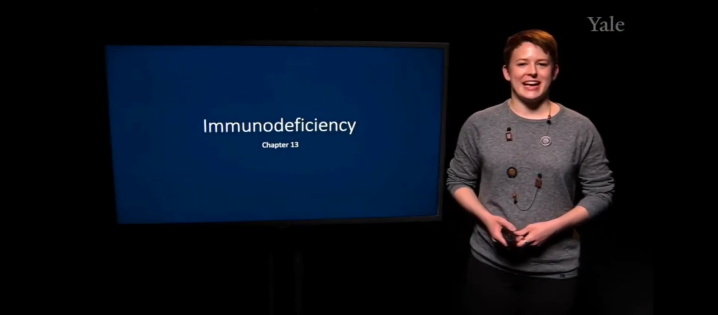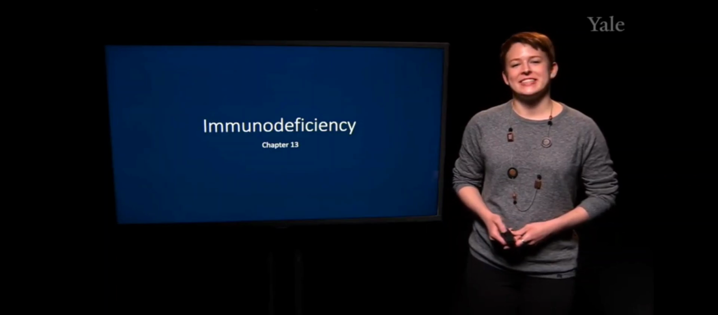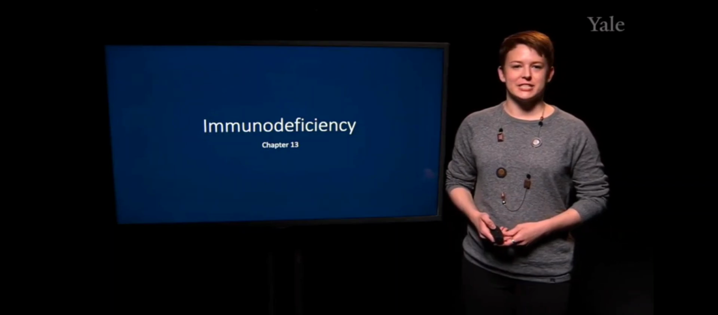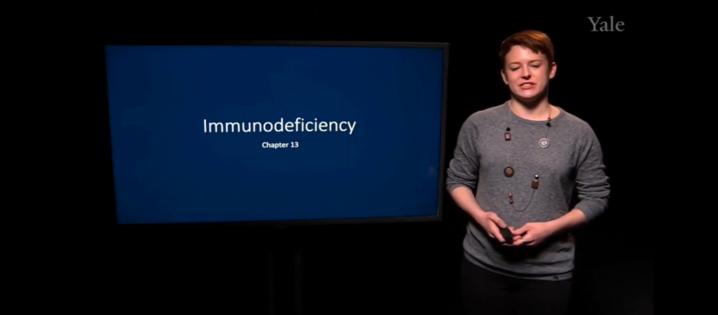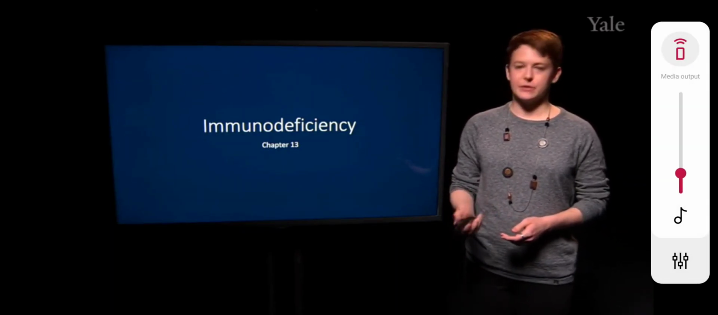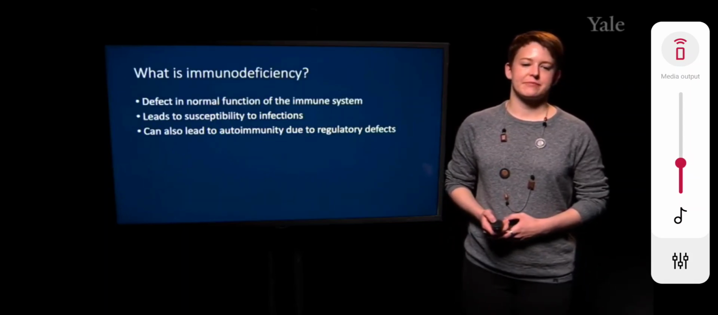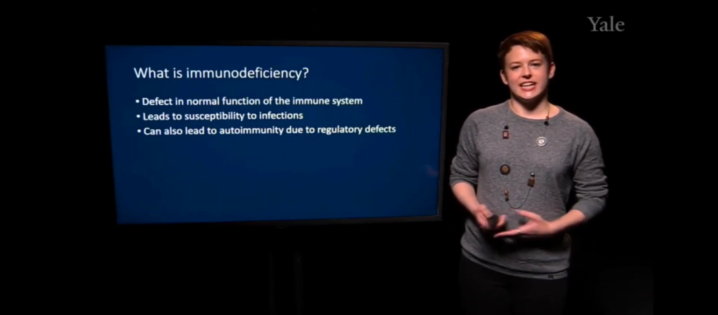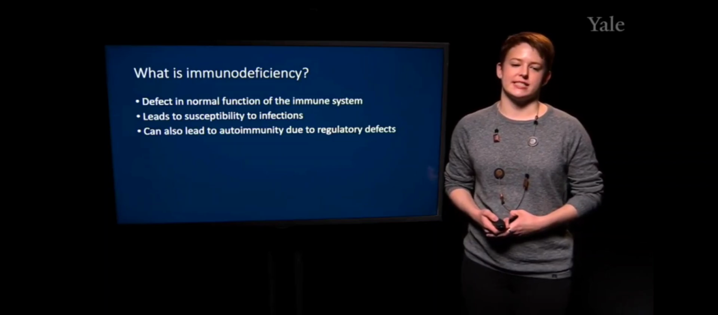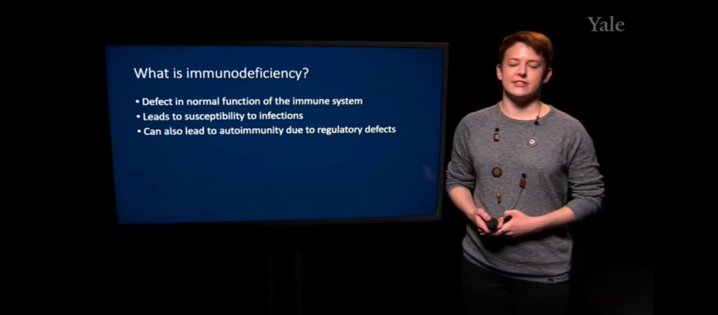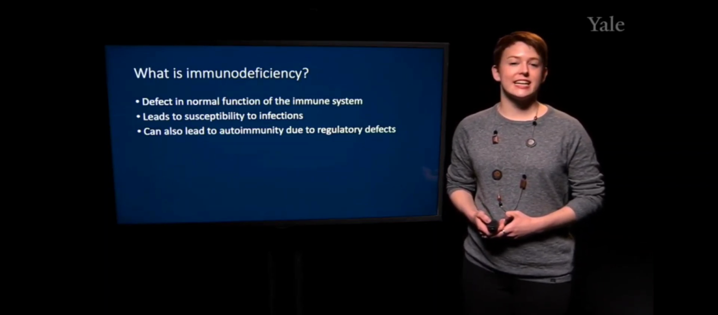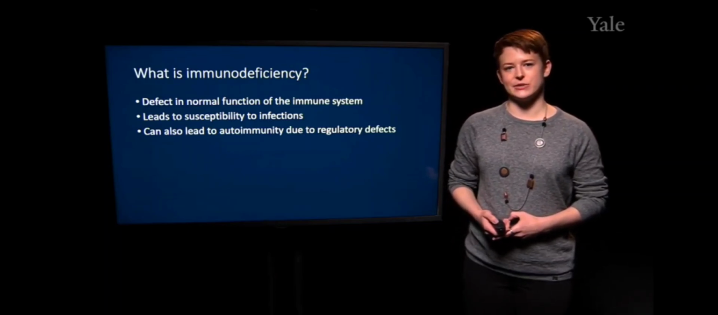Today we'll be discussing Chapter 13, which is Immunodeficiency. So, what is immunodeficiency? It essentially is a defect in the immune system that leads to susceptibility to infection. And it can actually, as we'll talk about, also involve autoimmunity due to regulatory defects in the immune system. So there are two types of immunodeficiency.